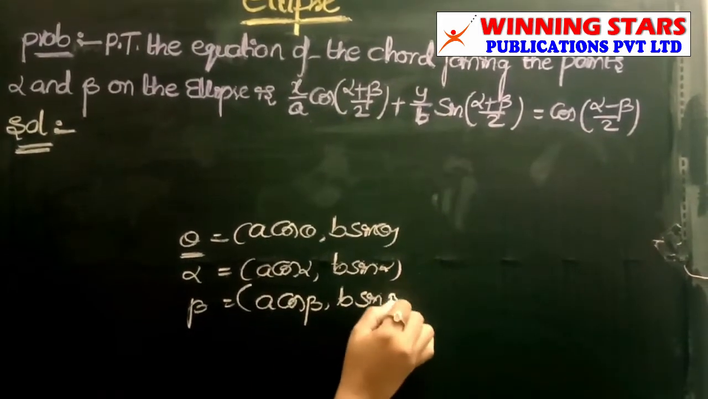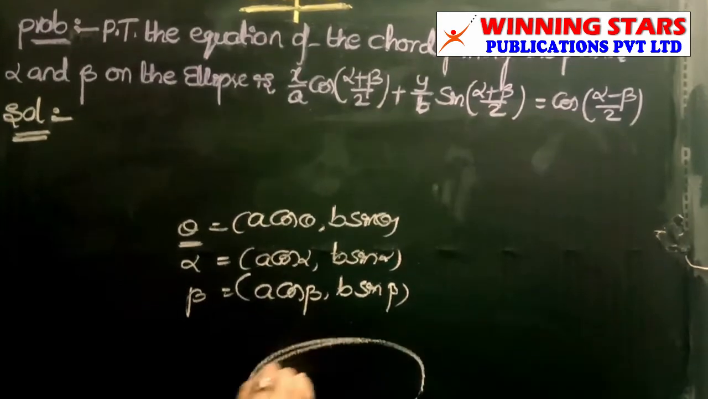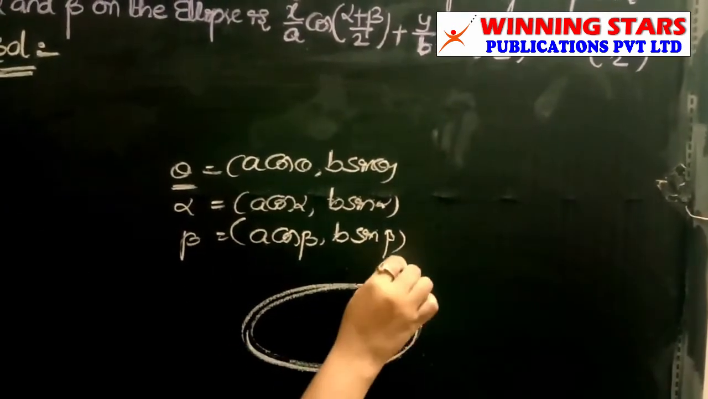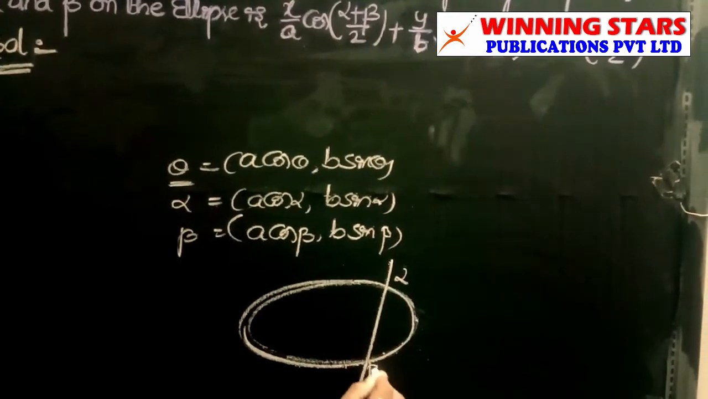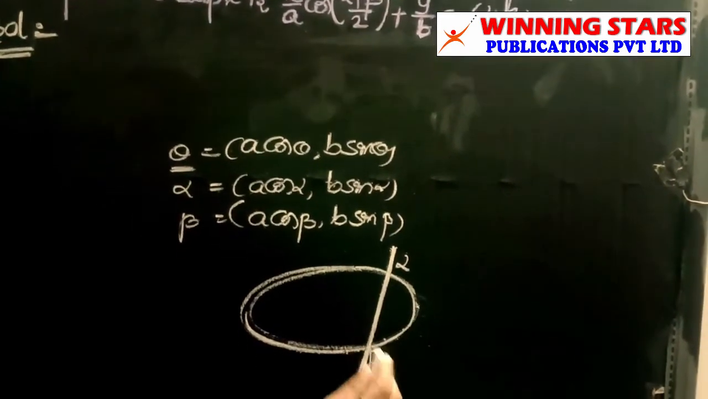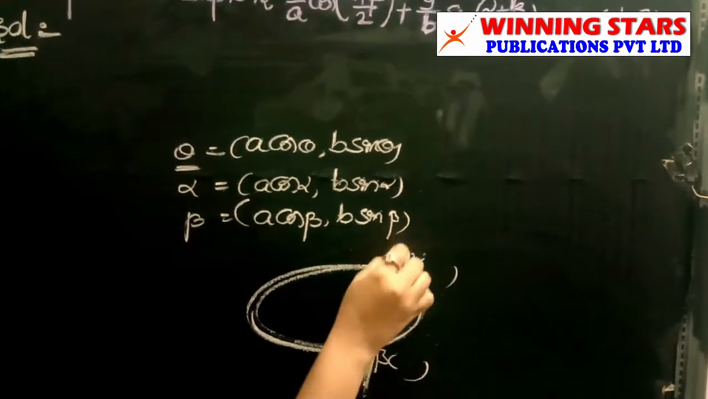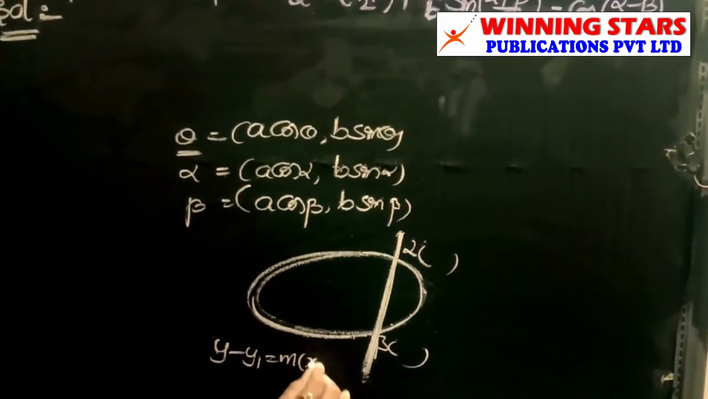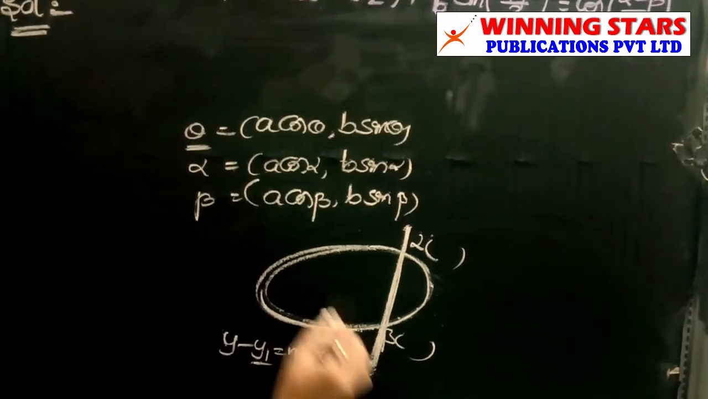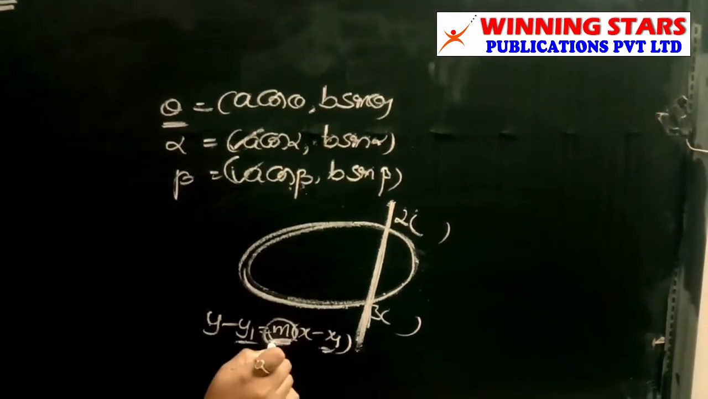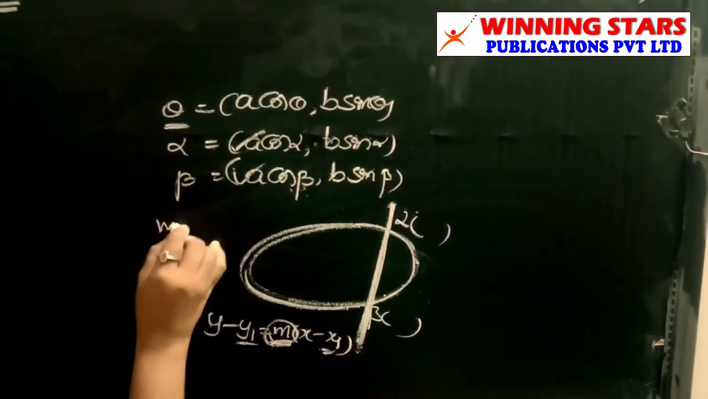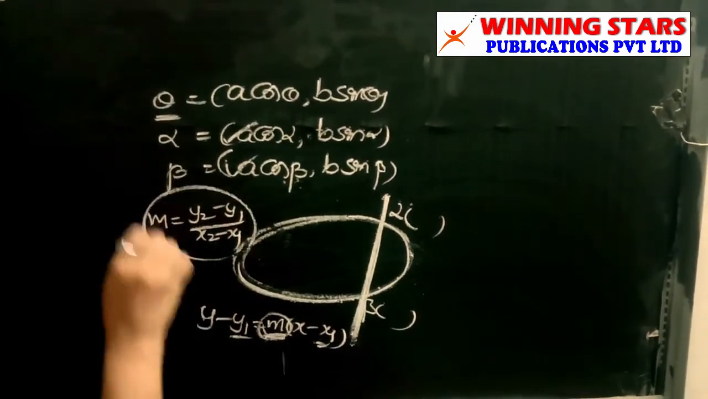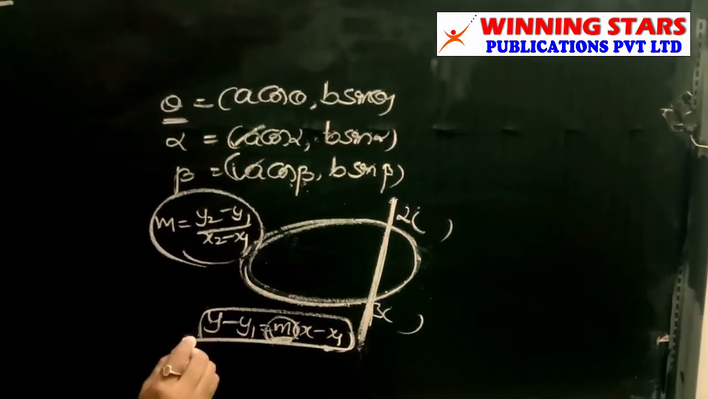Now what is the equation of the chord joining these two points? Given that the ellipse is x square by a square plus y square by b square is equal to 1. This is the ellipse. Now the chord passing through the points alpha comma beta. Now we want to find the equation of this line. These 2 points are given. Now we are finding the equation of this line by using the formula y minus y1 is equal to m into x minus x1. Here x1 y1 means you can take any of the 2 points. M is the slope value, and we are finding the slope value by using the formula y2 minus y1 by x2 minus x1. So first we find the slope value, and next we find the equation of the chord.